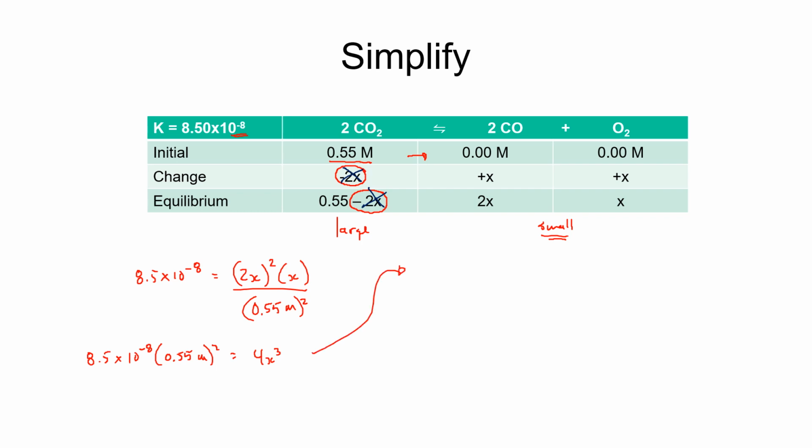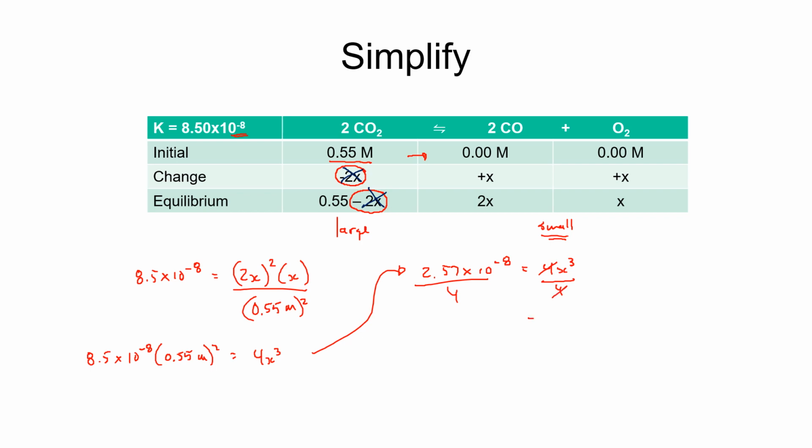And we'll go up here to finish it off. Let's see what that comes out to. 0.55 squared times 8.5 times 10 to the negative 8 equals. So you get 2.57 times 10 to the negative 8 equals 4x cubed. And then we're going to divide both those sides by 4.